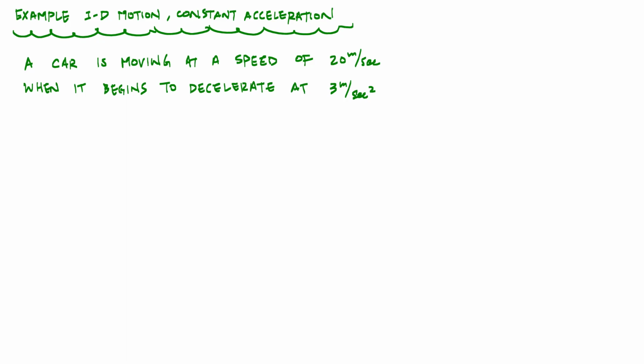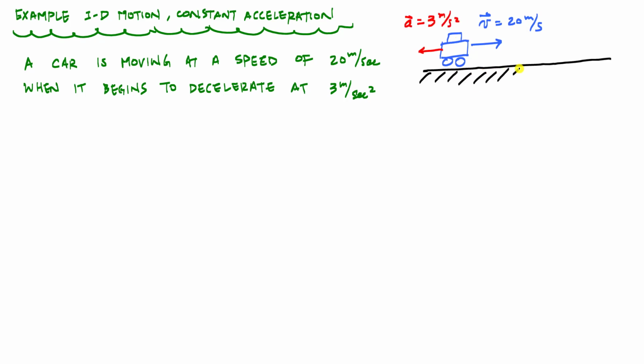And in this video, we're going to do an example problem for 1D motion with the case of constant acceleration. In this problem, we have a car that's moving with a speed of 20 meters per second when it starts decelerating at a rate of 3 meters per second squared. And because the acceleration is constant, this is a case where we can use our constant acceleration equations to answer these questions.